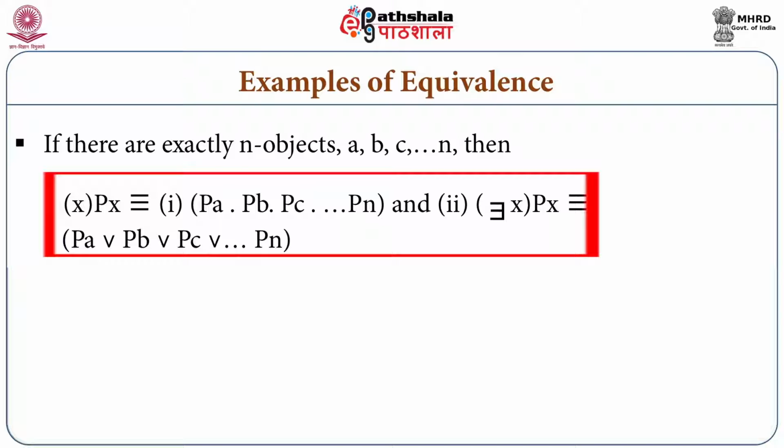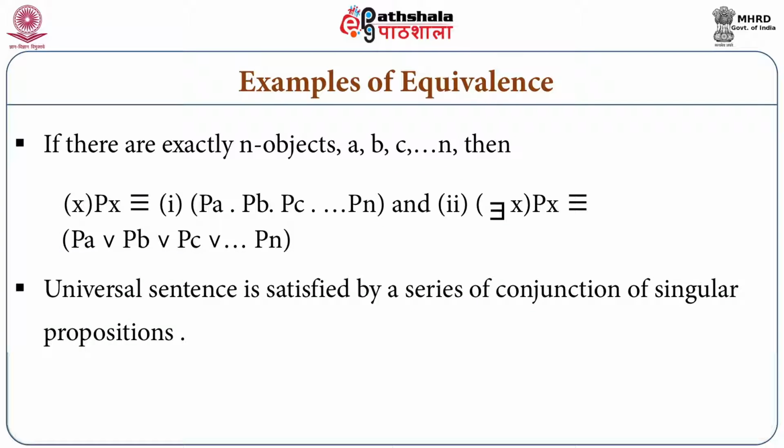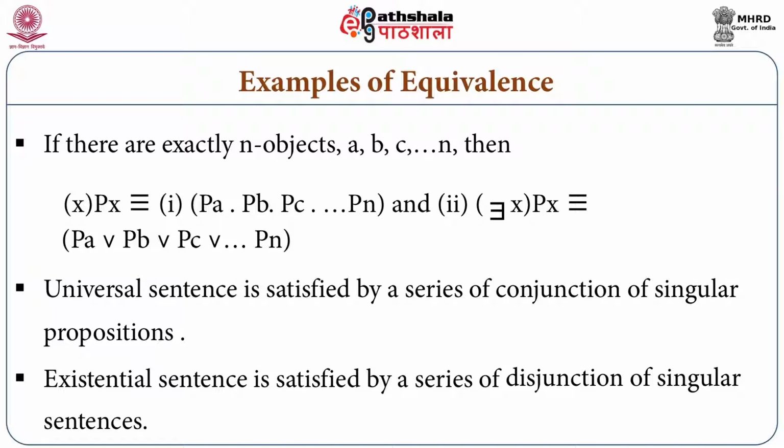so forth, pn. Then actually, to put it in a broad framework, a universal sentence is satisfied by a series of conjunction of similar propositions, whereas an existential sentence is satisfied by a series of disjunction of singular sentences. So assuming that our universe of discourse is non-empty but it is finite, we can always construct logical equivalence between quantificational sentences and truth functional compounds of singular sentences.